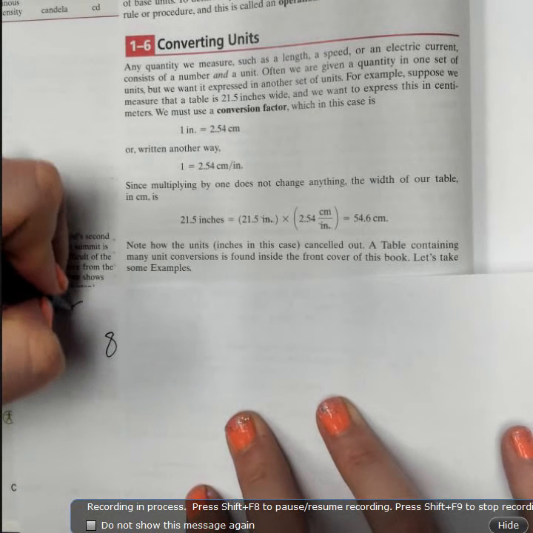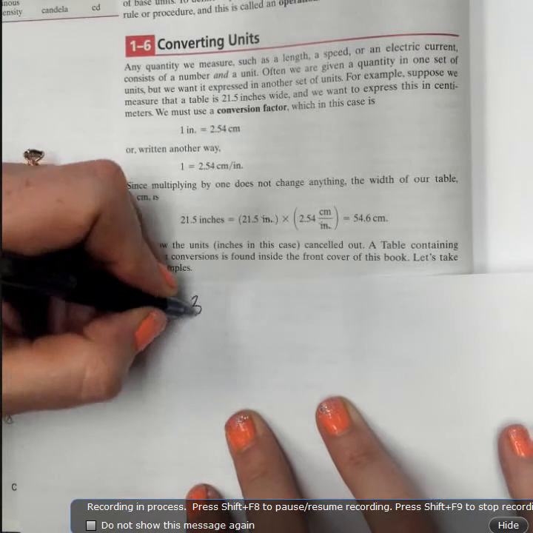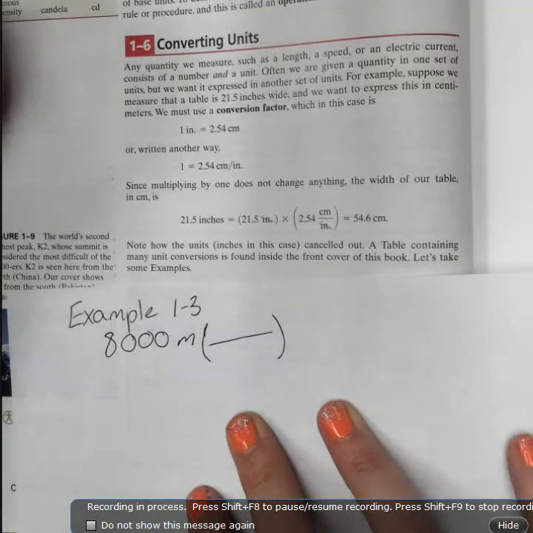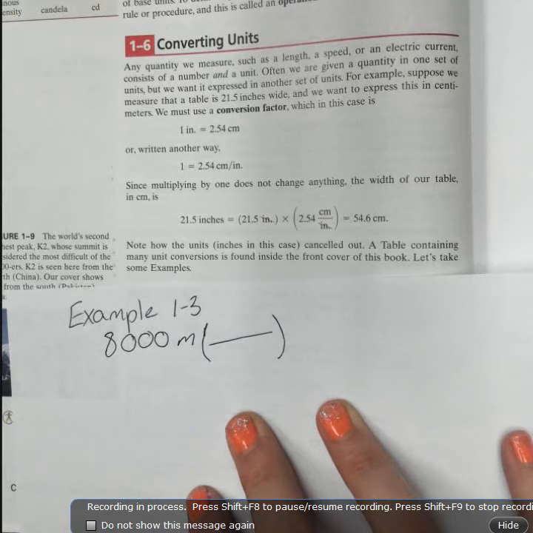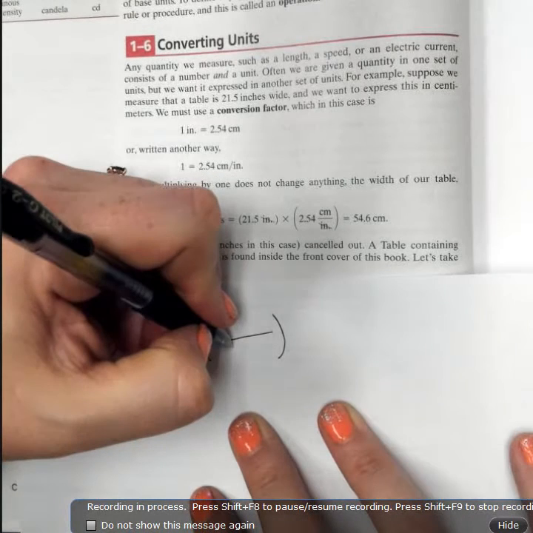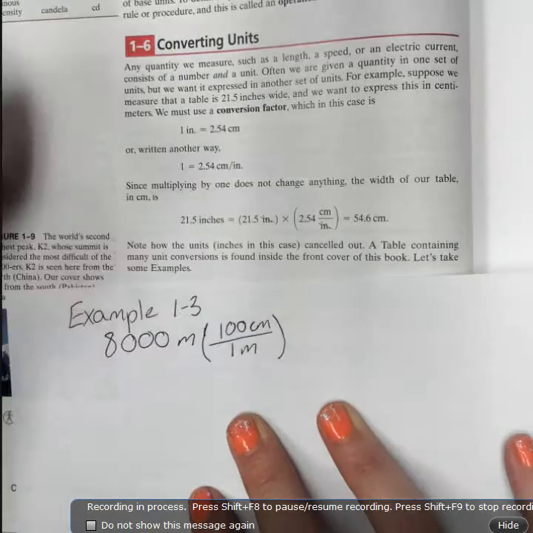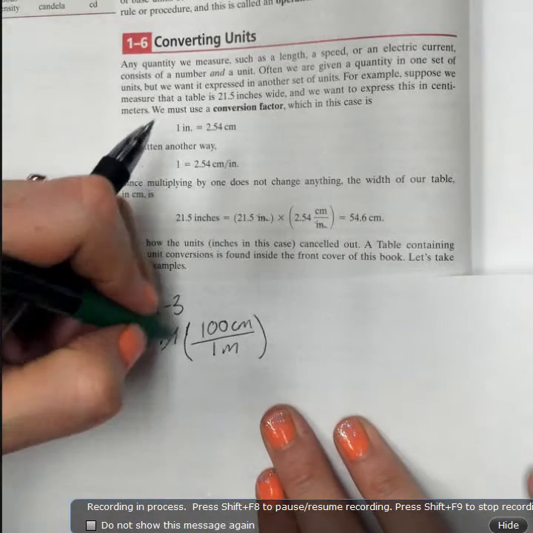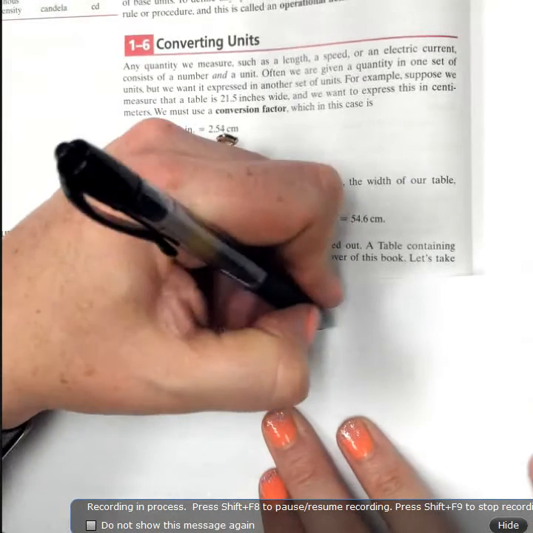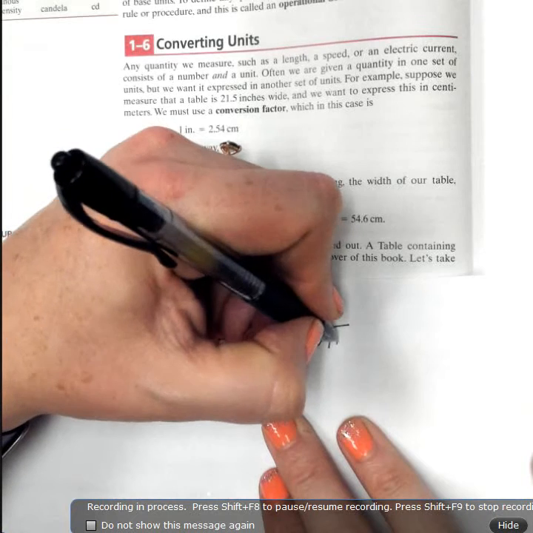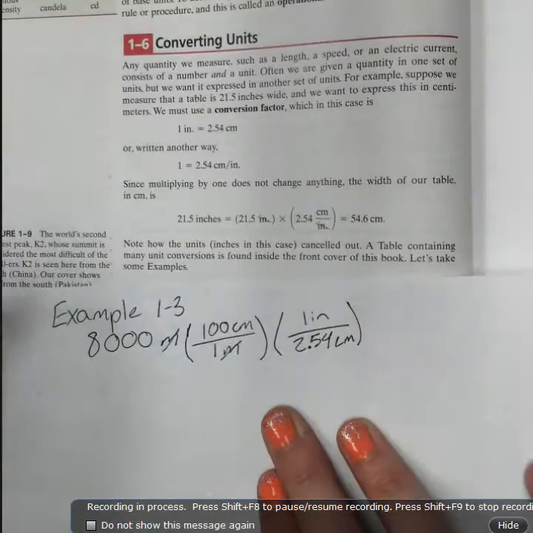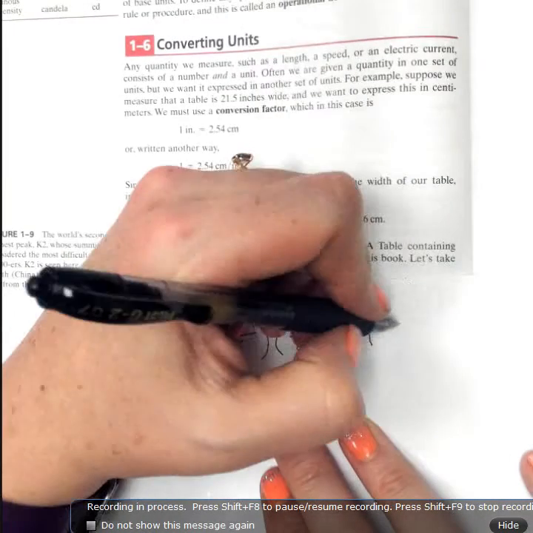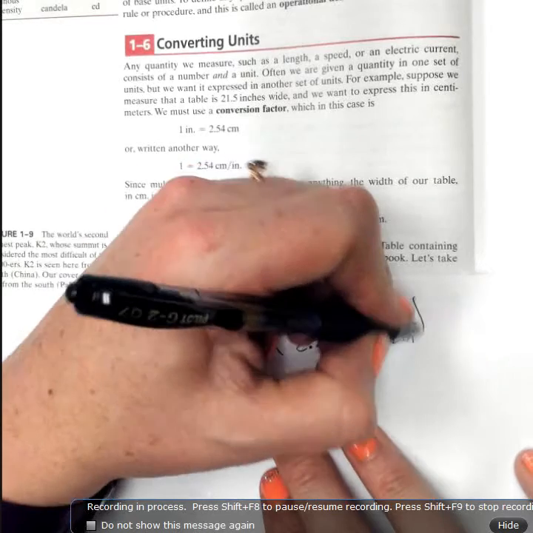So this is example 1-3, and we're going to take an 8,000 meter peak and convert it into feet. One thing that I know is the conversion between meters and centimeters. In 1 meter there's actually 100 centimeters. So that gives me the value in centimeters. And then from there I know the conversion between centimeters and inches, and that's going to get rid of centimeters and give me inches. And then I know the difference between inches and feet.